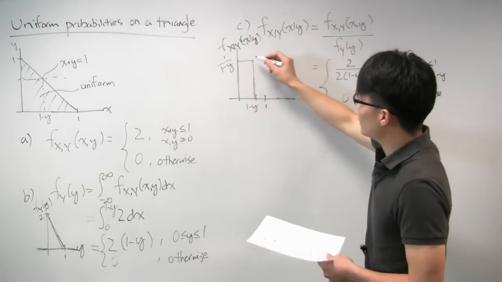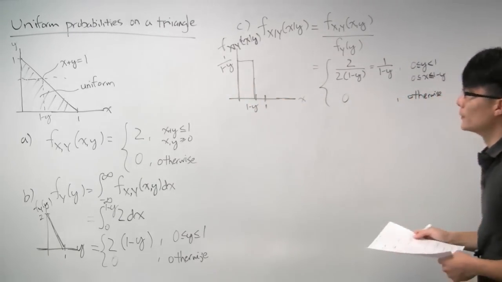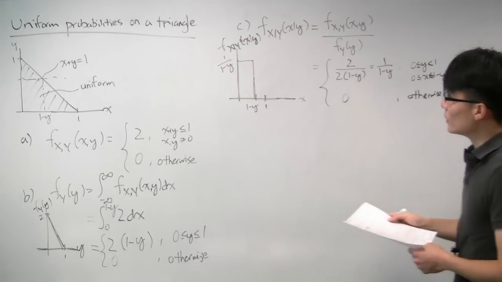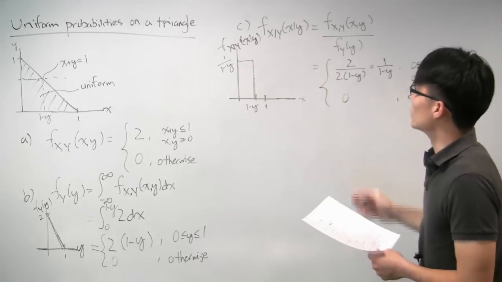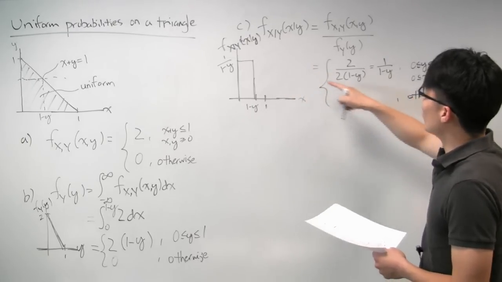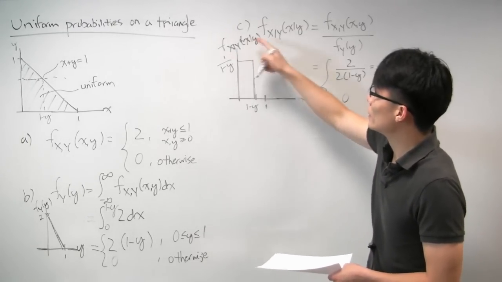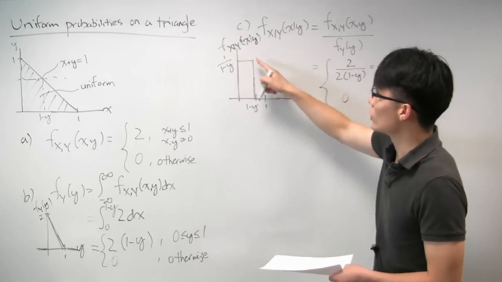And this scaling makes it so that it actually is a valid PDF because the integral is 1. All right. So why is this the case? Why is it that when you condition on y being some value, the PDF of x is actually uniform?